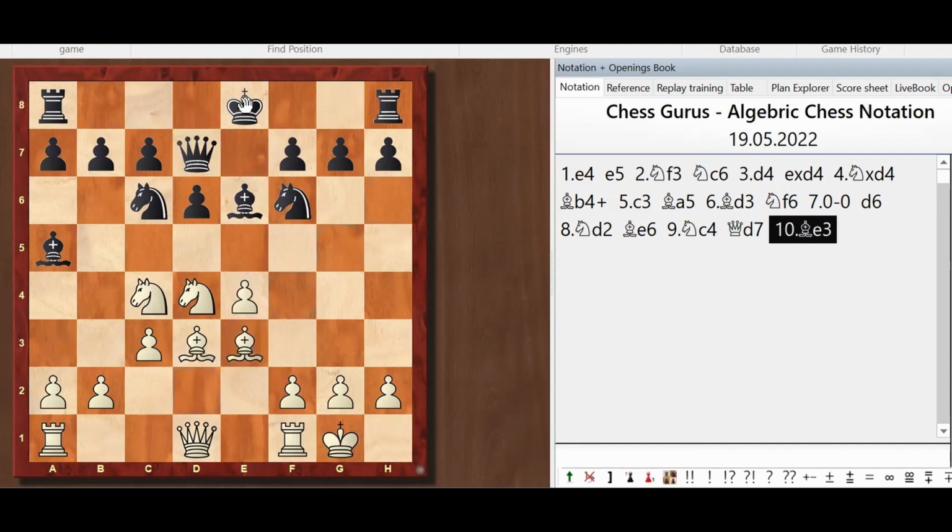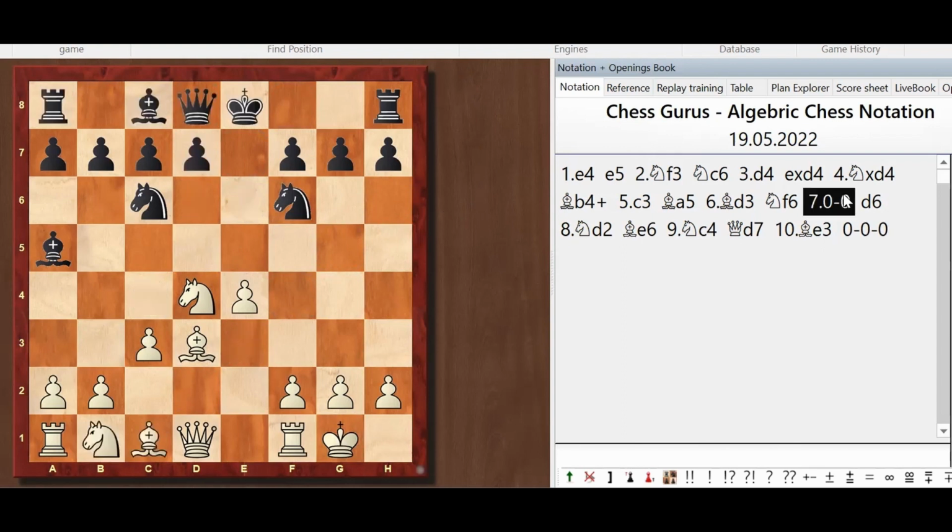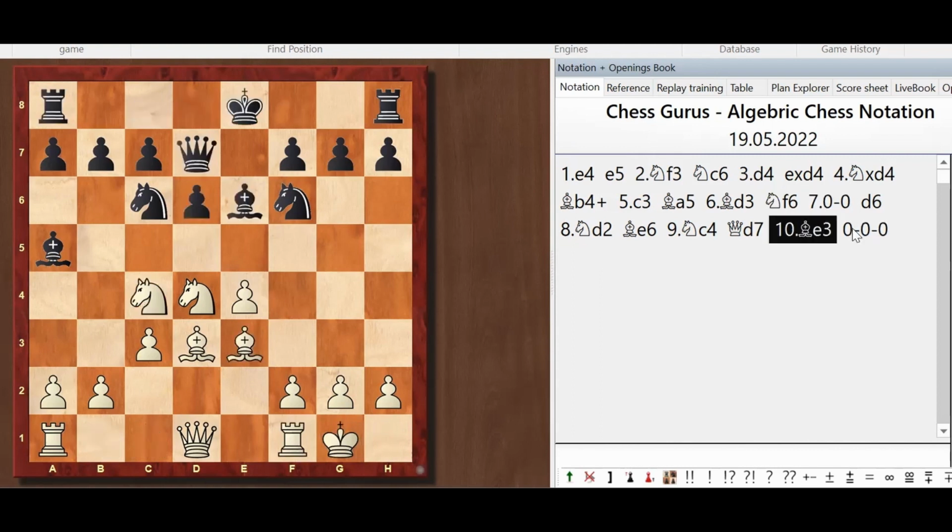Just for learning sake, I made way for black to long castle so that we can see how that notation will appear. Here the king will go 2 steps here, and it is long castle, and 0-0-0, 3 zeros, right? You see how it is different from this 0? This is short castle, 2 zeros, and this is long castle, 3 zeros, right? So let us continue the game.